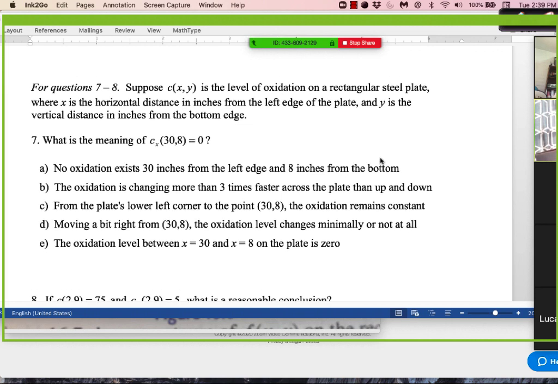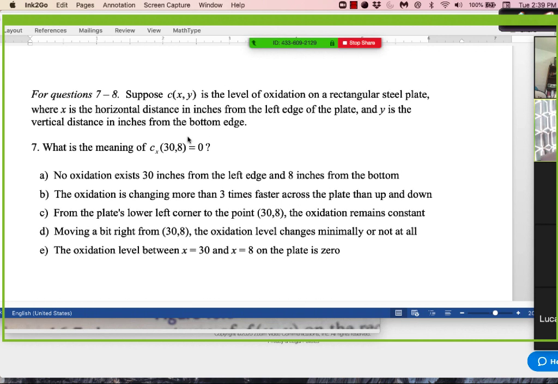All right, so partial derivatives. Remember we said the meaning of a partial derivative. So this is a function. The C function gives a level of oxidation on a rectangular plate, where x is like the distance to the right and y is distance up. So we could draw a plate with the x and y axes. If you put the origin on the lower left corner of the plate, then the x and y coordinate is your location on the plate, because x is distance to the right of the left edge, and y is vertical distance from the bottom edge.